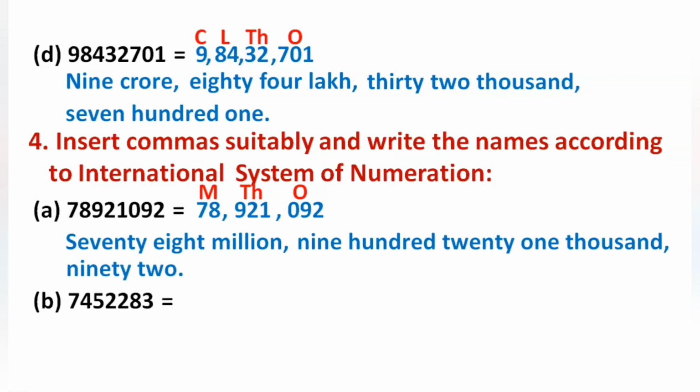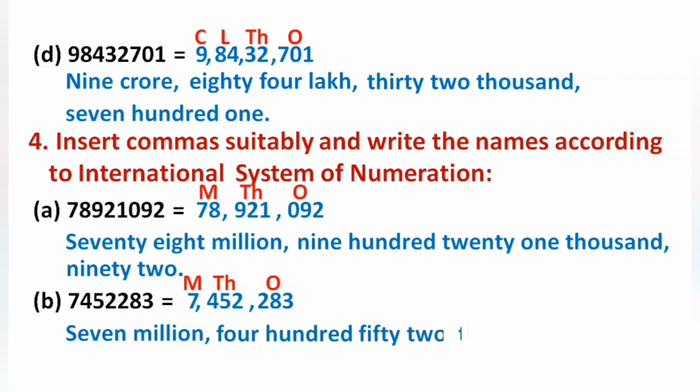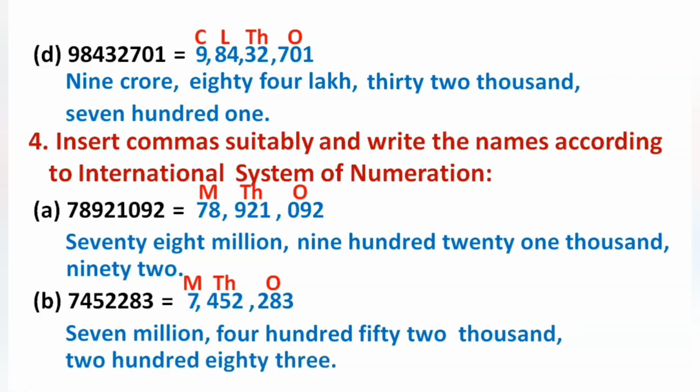Now the next one is 7452283. Separating into periods and placing commas, we get 283 in ones period, 452 in thousands period and 7 millions. 7 is in millions, so we write it as 7 million, 452,000. Next 283.